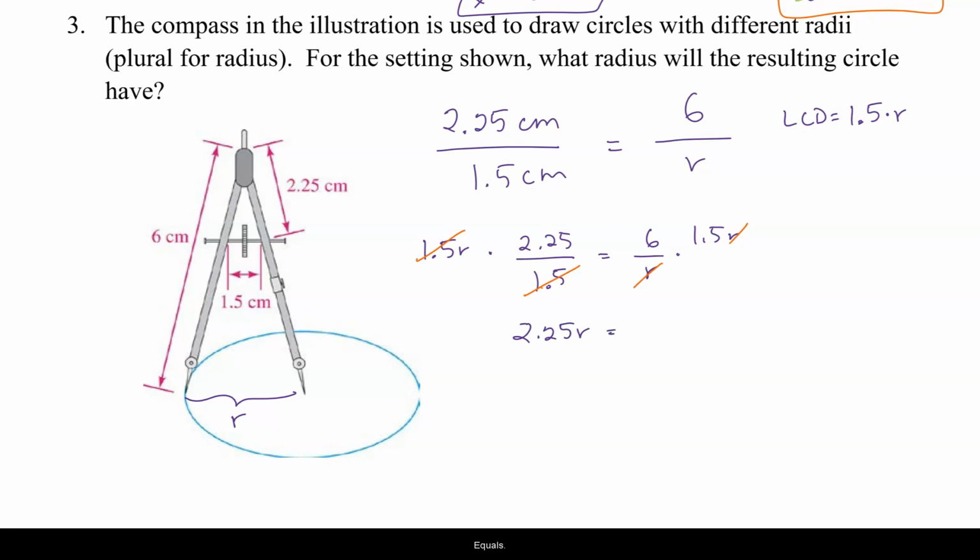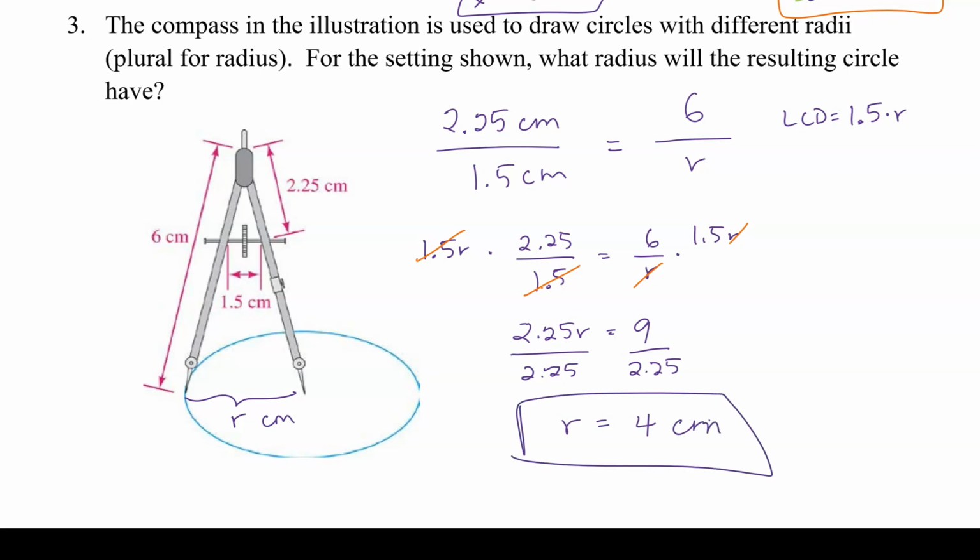2.25R equals, get that calculator out. 6 times 1.5 is 9. I don't do arithmetic in my head. I don't trust myself. It's all good. And now I've got to isolate the R. I need to get R by itself. R is being multiplied by 2.25, so we need to divide by 2.25. But whatever we do to one side, we need to do to the other. And we end up with R equals 4. And we think about what radius the resulting circle will have. All the settings are in centimeters, so R must also be in centimeters.